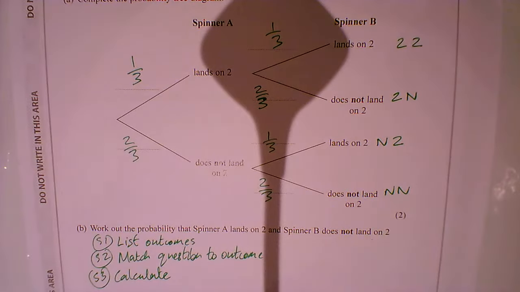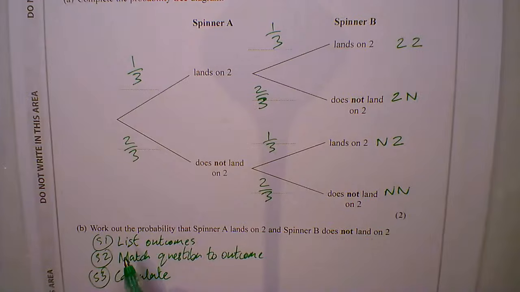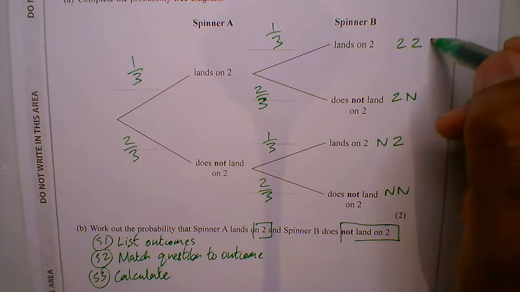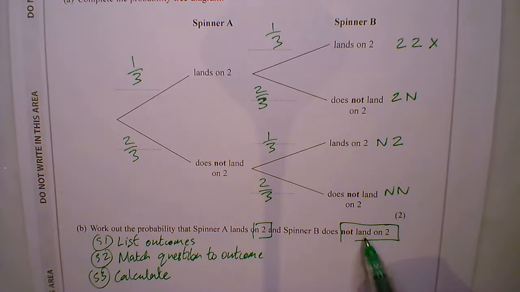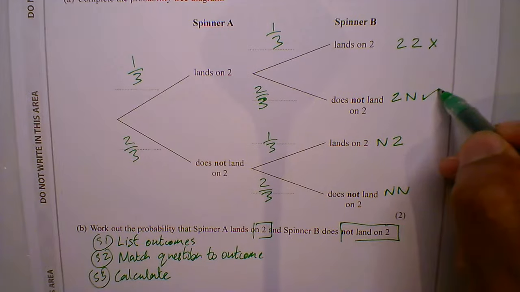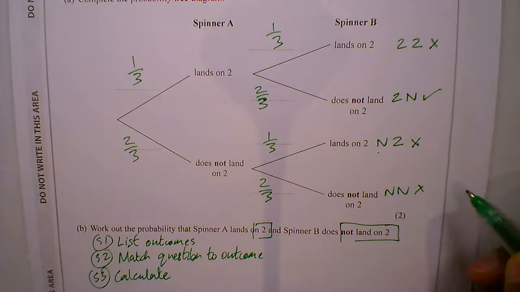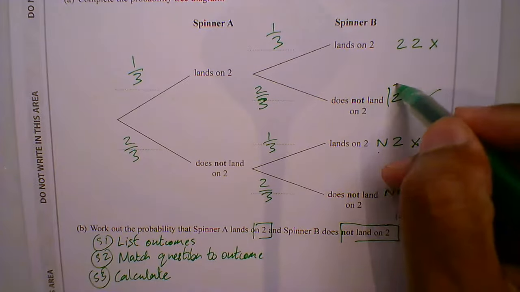Okay. And now if I reread my question, the question is saying, work out the probability spinner A lands on 2 and then does not land on 2. So is this 2 and not 2? That does not match the statement. We want 2 and not 2, so this is 2 and does not land. This is does not land and then land, so that's not what we want, and this is not what we want. So there's only one option.